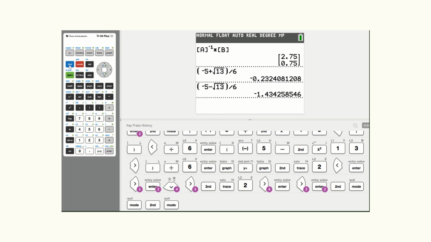Now, if you recall, when we went into there, we had an answer that was, well, there it is. I've already entered it. I had -5 plus the square root of 13 divided by 6 was -0.232. And -5 minus the square root of 13 divided by 6 is -1.434. Shazam, there we go. We got it. But that's just an illustration to show how you can approximate a 0 on your calculator.